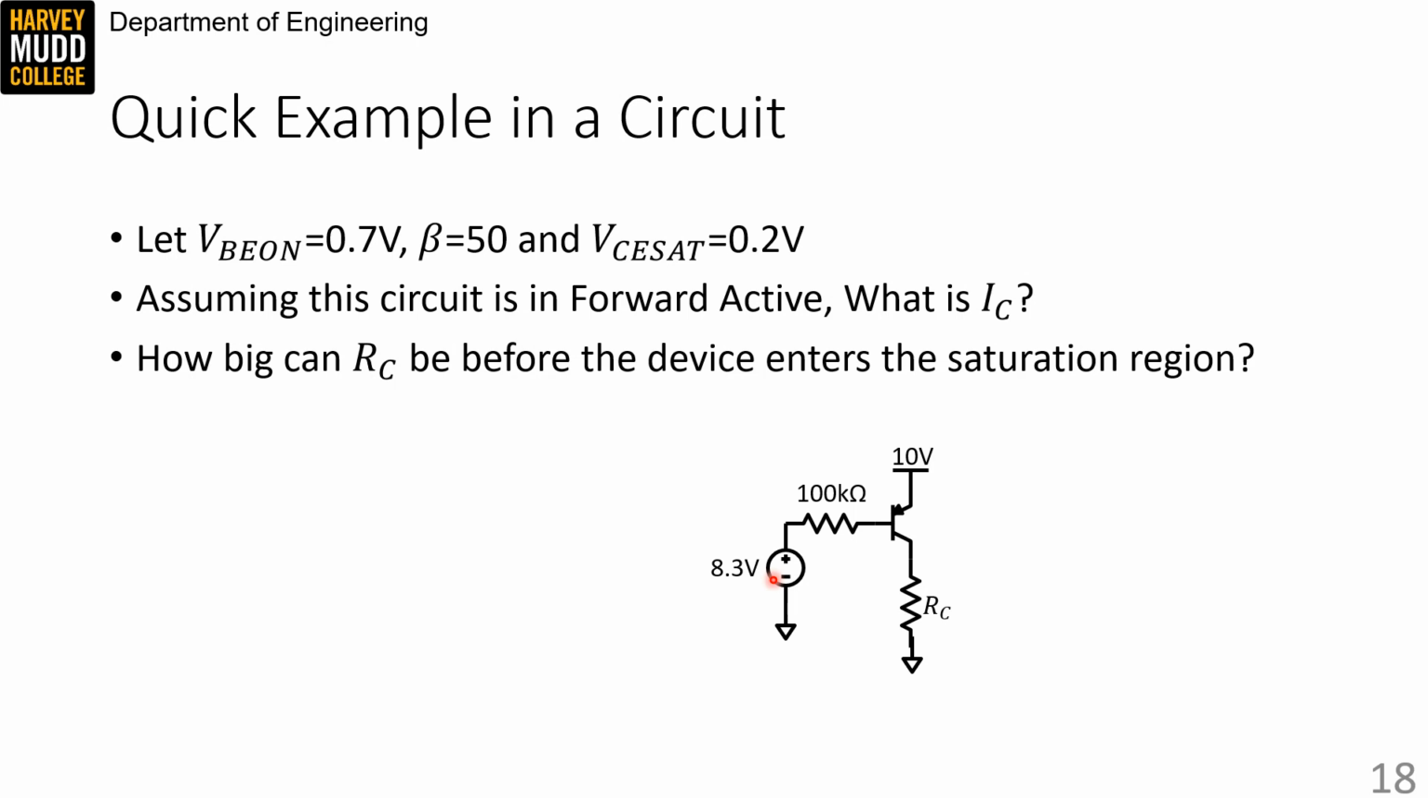I'm going to run through a quick example of a PNP in a circuit. This is great practice, so feel free to pause the video and work through the problem by yourself before continuing and watching my version of the answer. We start answering the questions up here by finding the base voltage, which is going to be one diode drop below the supply voltage here, so VCC minus VBE on, meaning the base voltage is 9.3 volts.